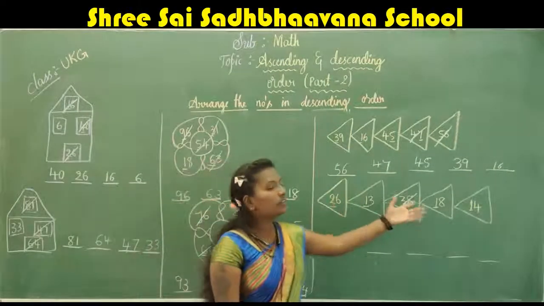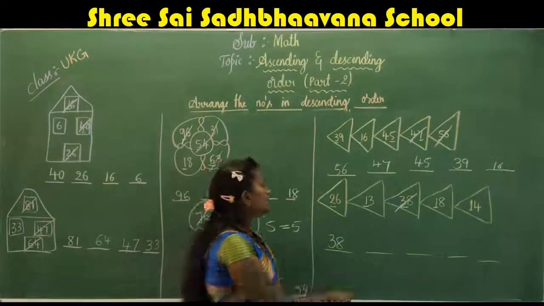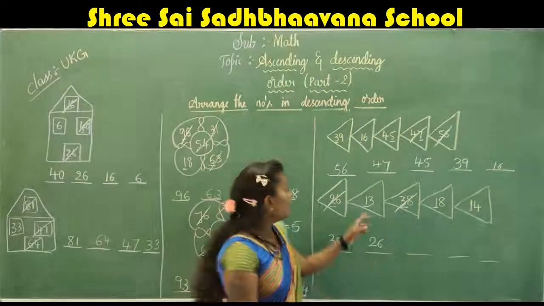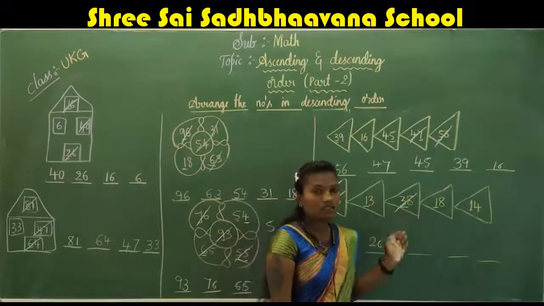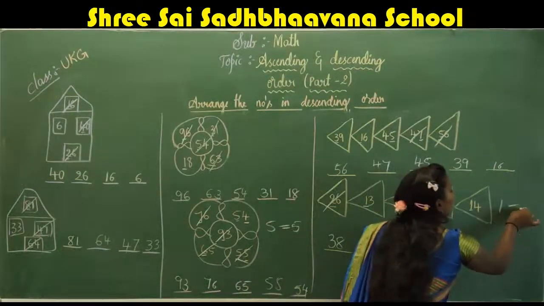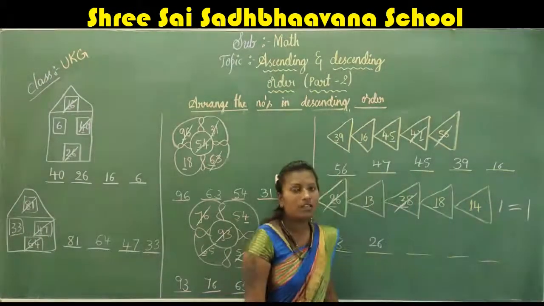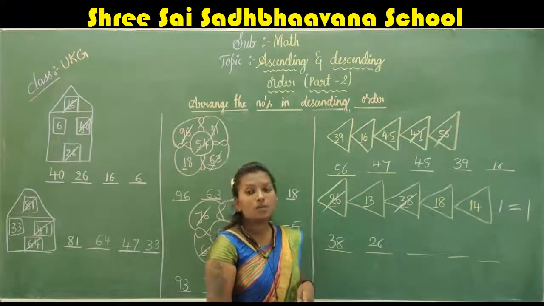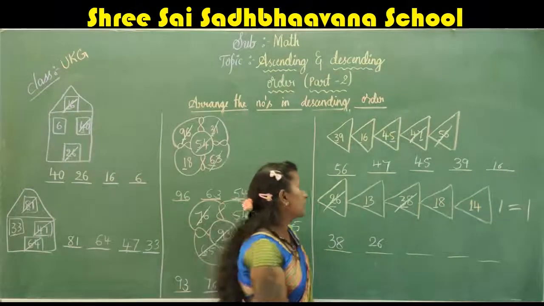Next, here 2, they are given one number. So 26 is the bigger number. That one we have to write in the second place. Next, here also 1, here also 1, here also 1. So now what do we have to do? 1 is equal to 1. Correct? So now what do we have to do then? Yes, we have to observe the ones place number also.